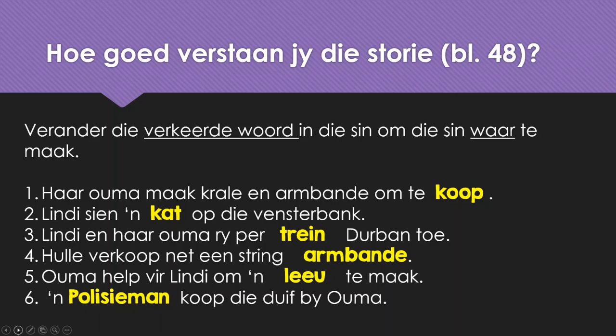Nommer 2. Lindy sien 'n kat op die vensterbank. Kat is die verkeerde woord. Wat sien Lindy op die vensterbank? Jy sal die antwoord in die storie kry. The word cat is the incorrect word. You need to find which word would fit into the sentence to make the sentence true. Once again, you will find the answer in the story.